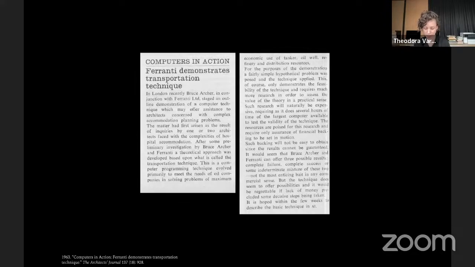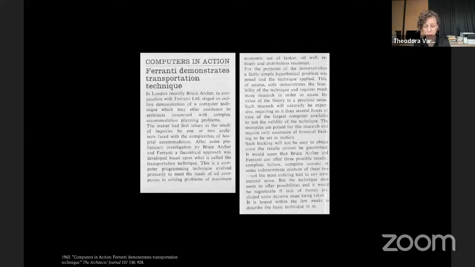Seeing computers in action in architecture seemed to have, as the eponymous news clipping suggested, three possible results: complete failure, complete success, or some indeterminate mixture of the two. The experiment to use computers to plan a hospital was undertaken under the auspices of the Ministry of Health Chief Architect Tatton Brown and directed at architects and other ministry officers.